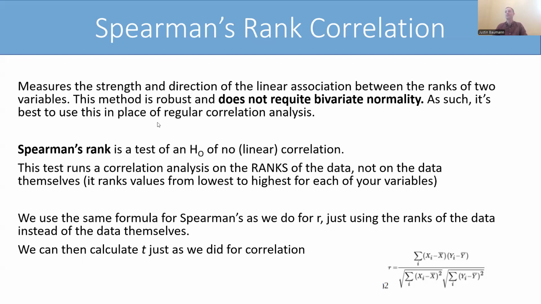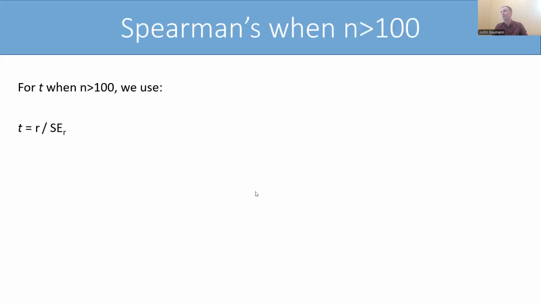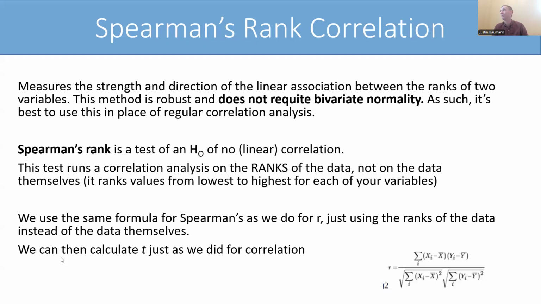The Spearman's rank is a test of H naught of no linear correlation. The test runs a correlation analysis using the ranks of the data, not on the data themselves. So let me see if I can draw one out for you, what an example is.